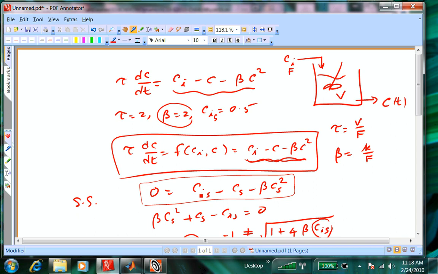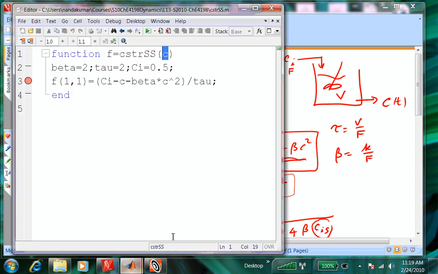But if it's not a quadratic equation, what to do? Then fzero will help you to find the solution. All you need to do is define that function in a file. This is what we have done here. That function takes some input argument, the unknown. In f of x equals 0, x is the unknown. It asks what value of x will make that function equal to 0. So this function is simply calculating the value.